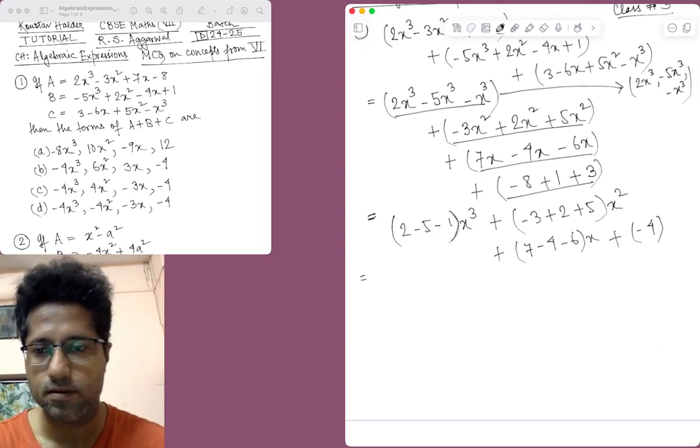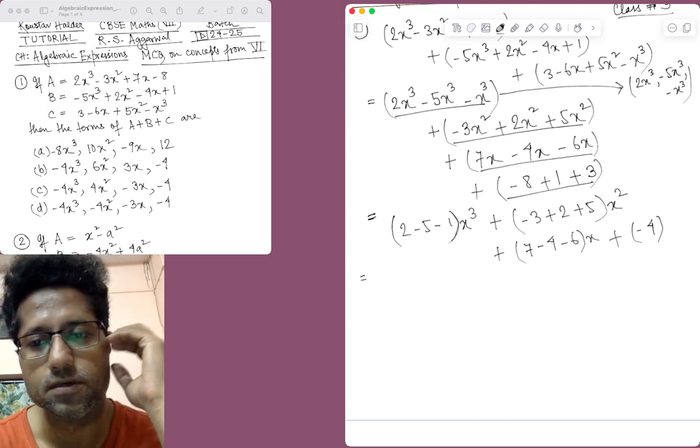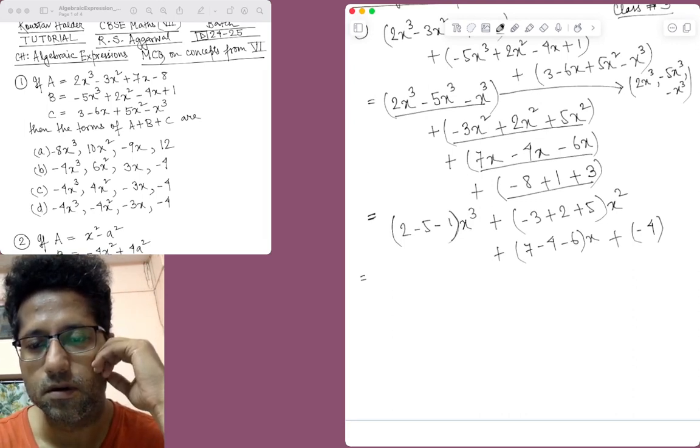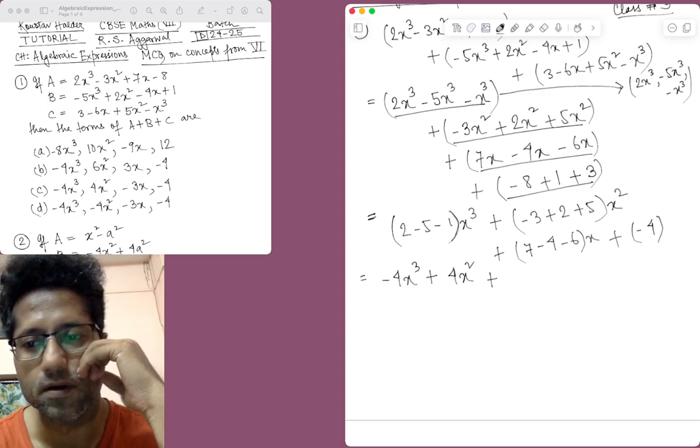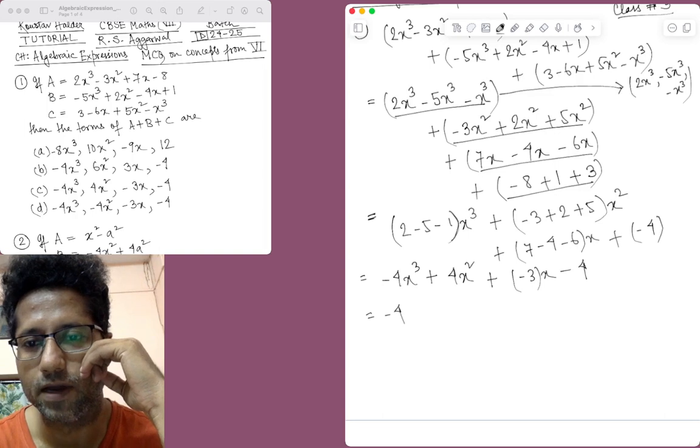Now if we simplify the coefficients, for x cube the coefficient becomes minus 4, so minus 4x cube, and for x square the coefficient becomes 4x square, and for x the coefficient becomes minus 3x, and the constant is minus 4. Now the final expression becomes minus 4x cube plus 4x square minus 3x minus 4.